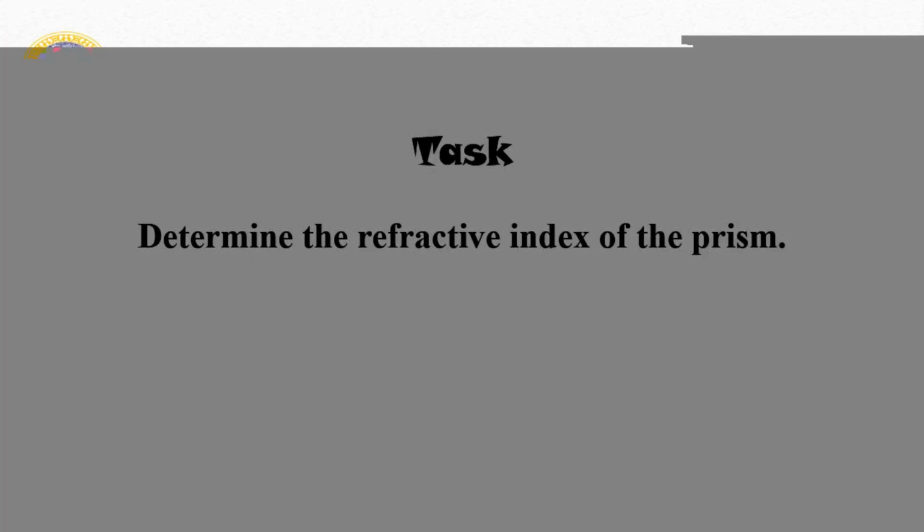Here is your task. You have to determine the refractive index of the prism. After you get the calculation and the measurement results from your data, you have to write the discussion in your report.